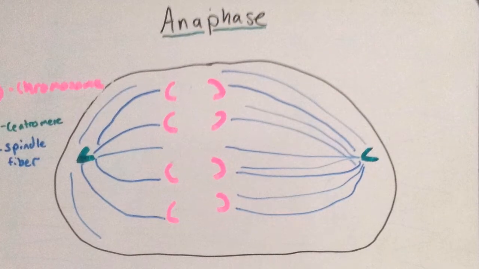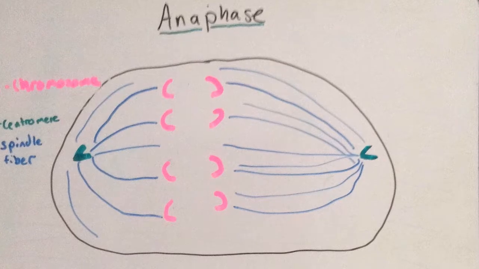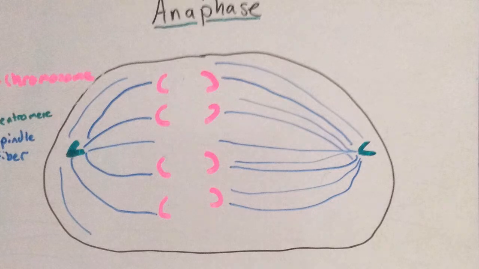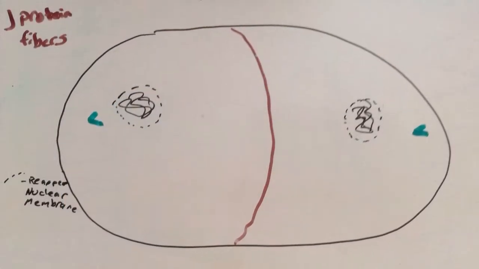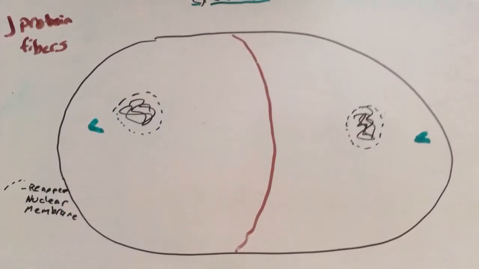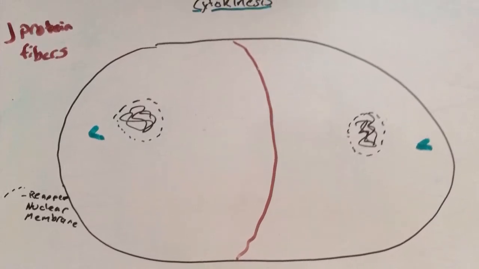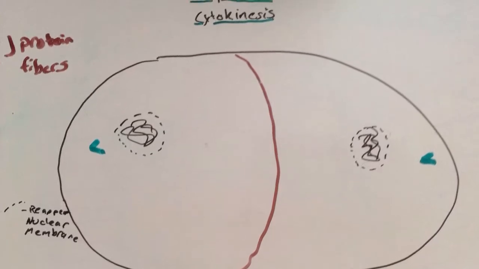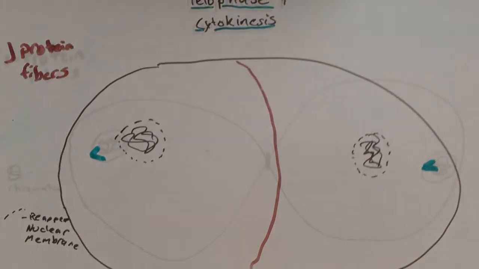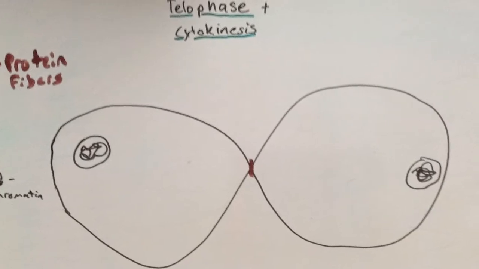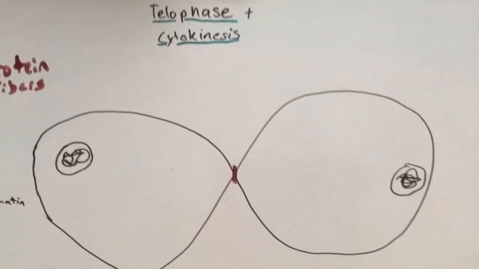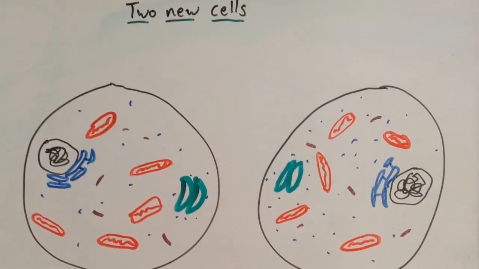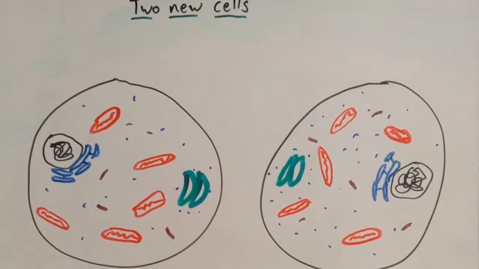Next, during anaphase, the spindle fibers shorten, pulling the sister chromatids apart so that half the chromosomes are on each side of the cell. Finally, during telophase and cytokinesis, the two sets of chromosomes are pulled to opposite poles, and the nuclear membrane and nucleolus reappear. Then the DNA relaxes back into chromatin. Then, a ring of protein fibers pinches the cell into two new daughter cells. The result is two genetically equal daughter cells. These cells are now entering G1 and will repeat the cell cycle.